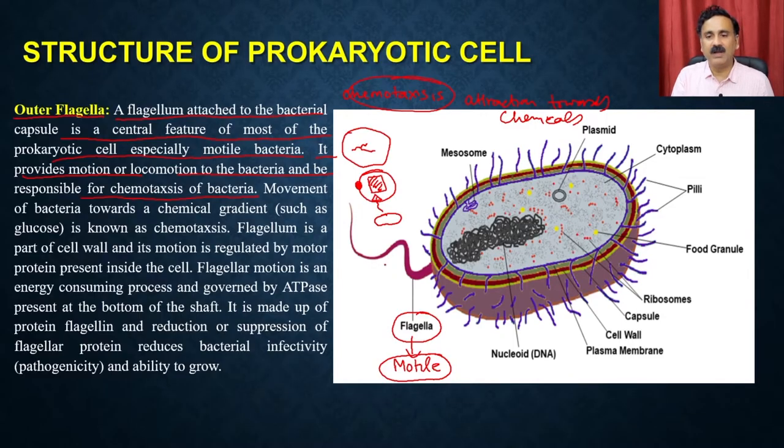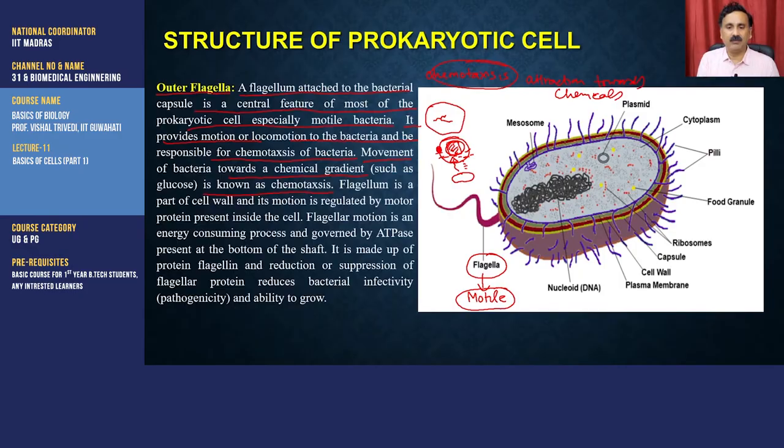And how will it move? It is actually going to use this flagellum which is attached to the capsule. Movement of a bacteria towards a chemical gradient is known as chemotaxis. Which means once you have a sugar molecule here, it is going to be dissolved into the water, right? And it is actually going to have a gradient. Because bacteria can have senses, it can sense this particular gradient, and that's how it will move towards that particular food source. It could be glucose, it could be any other molecule as well.